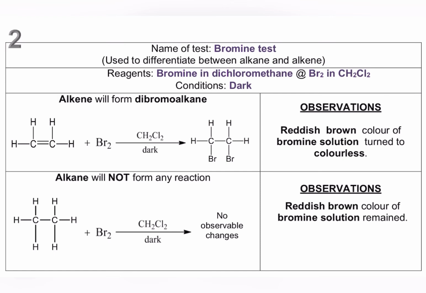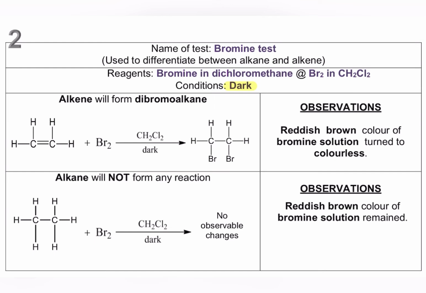We can also use bromine test to differentiate between alkane and alkene. The reagents for bromine test is bromine in dichloromethane, or you can write it down in chemical formula, Br2 in CH2Cl2. And the condition must be dark. This is very important, dark. Because if you put in room temperature or in the normal surrounding, you cannot classify that as bromine test.